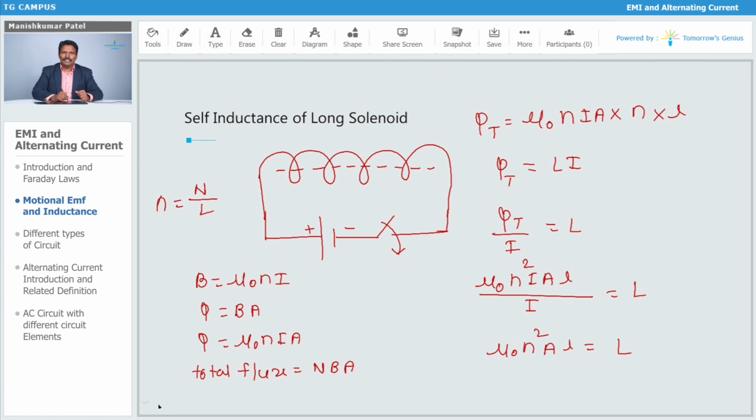In this case, even that small n that we defined, the number of turns per unit length, you can write it down as N squared A upon L. Here L is the length of the conductor, so L squared is equal to L times L. One of the L gets cancelled, and that will be your final expression, μ0 N squared A upon L. That is how we can simplify further by cancelling one of the L, and this is the final answer for the self-inductance of a long solenoid.